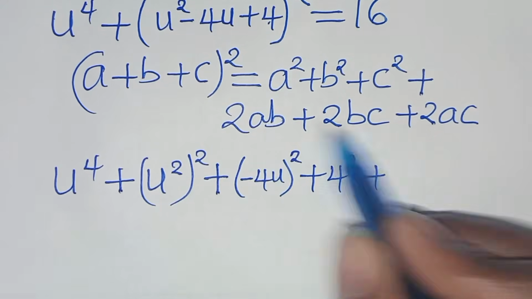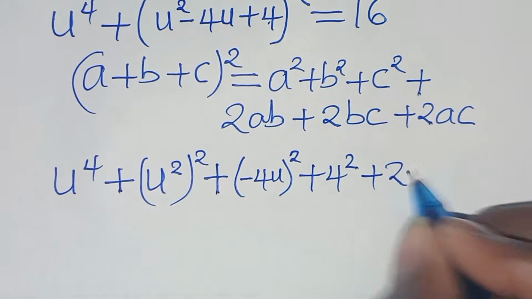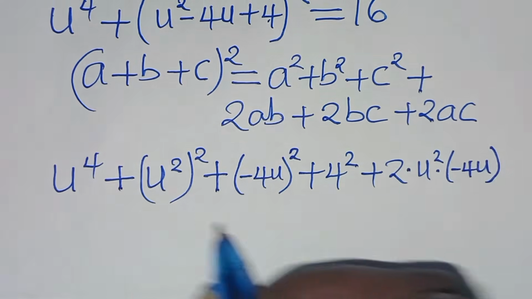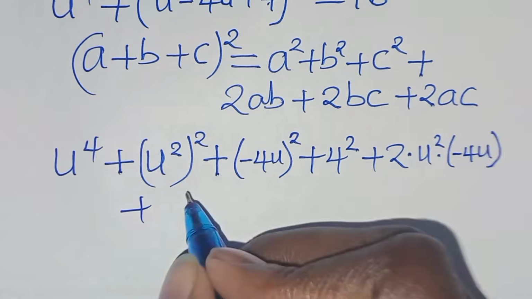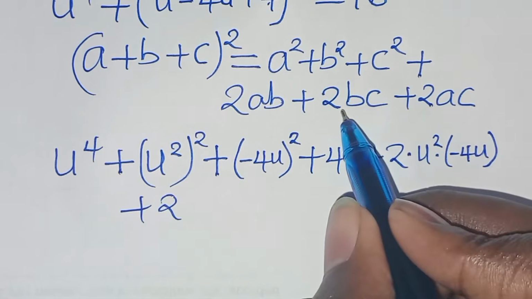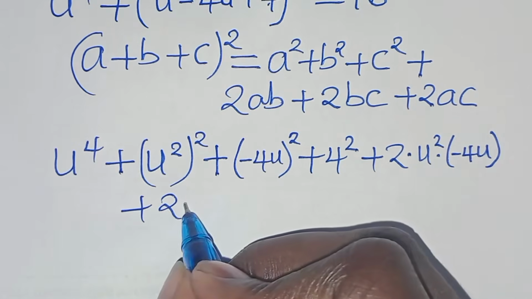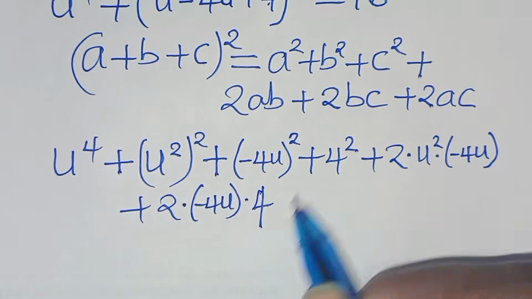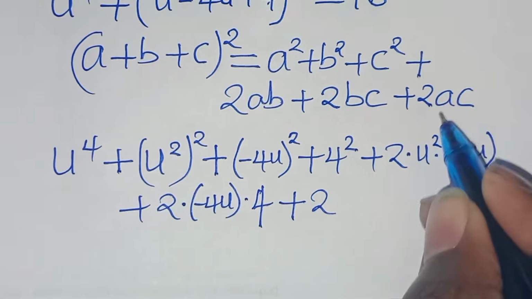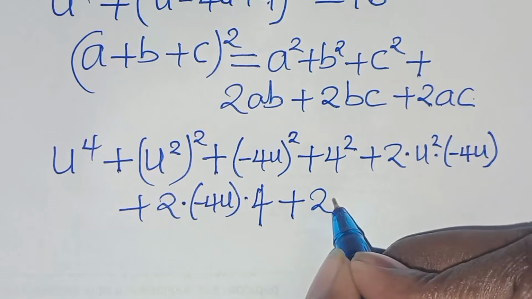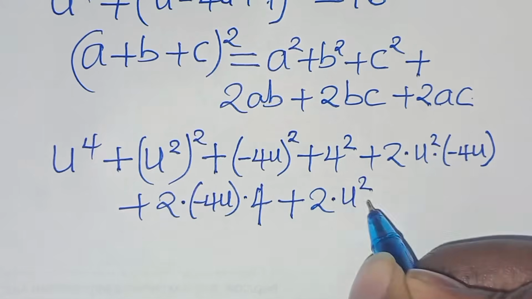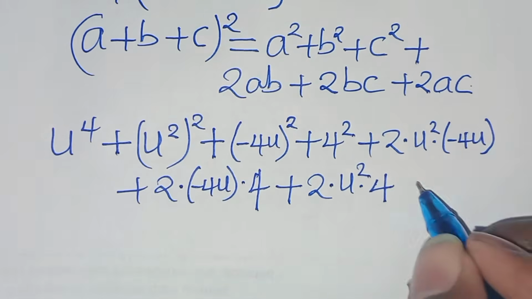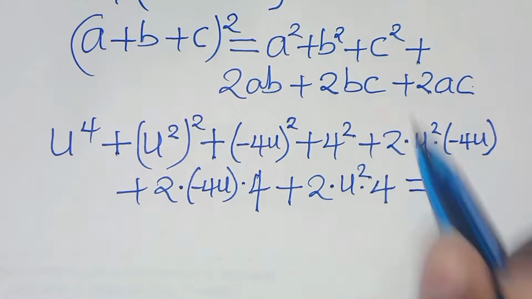Then plus, here we have 2ab, so we have 2 times u^2 times minus 4u, then plus 2bc, so we have 2 times b, which is minus 4u, times c, which is 4, then plus 2ac, so we have 2 times a, which is u^2, times c, which is 4. Then this is equal to 16.